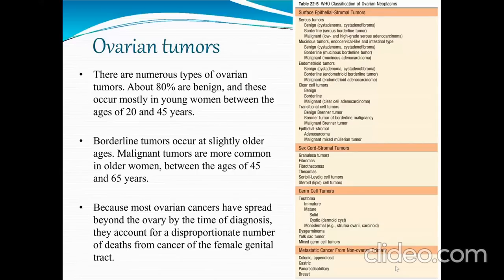There are numerous types of ovarian tumors. About 80% are benign, and these occur mostly in young women between the ages of 20 and 45 years. Borderline tumors occur at slightly older ages. Malignant tumors are more common in older women between the ages of 45 and 65 years. Because most ovarian cancers have spread beyond the ovary by the time of diagnosis, they account for a disproportionate number of deaths from cancer of the female genital tract.